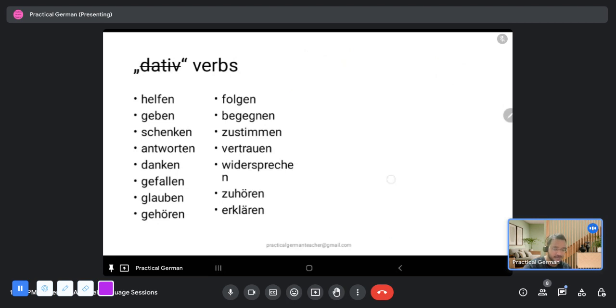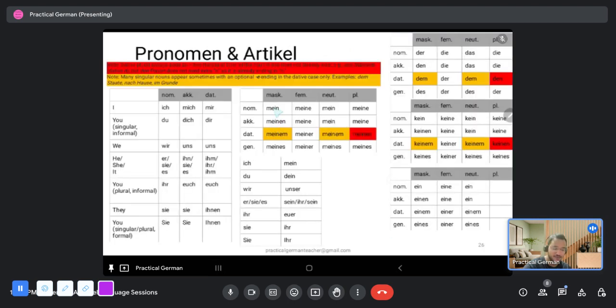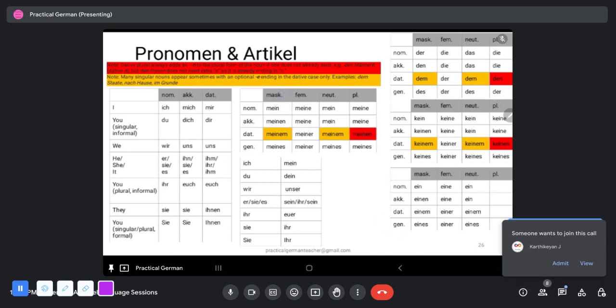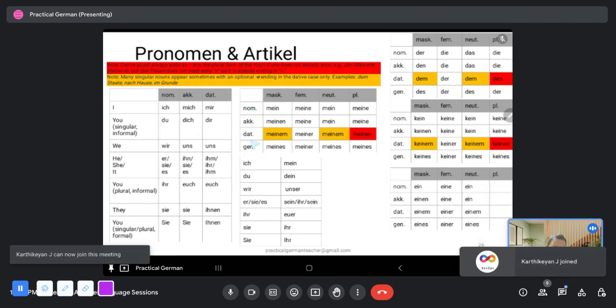Because we had this, right? You have to identify whether the noun is in accusative. Like, first you have to identify whether it is masculine, feminine, neutrum, or whatever else, right? And then you have to identify whether it is nominative, accusative, or dative. Now, whether the noun is masculine, neutrum, or feminine.